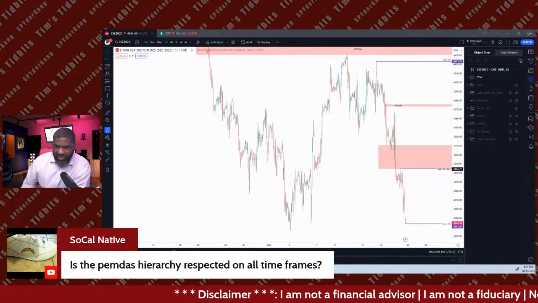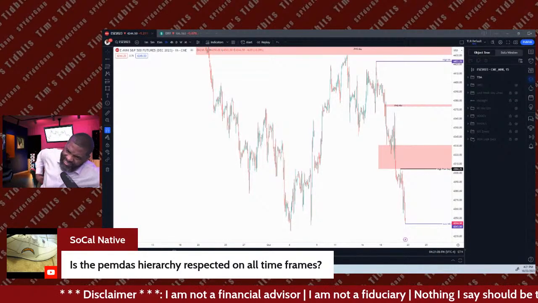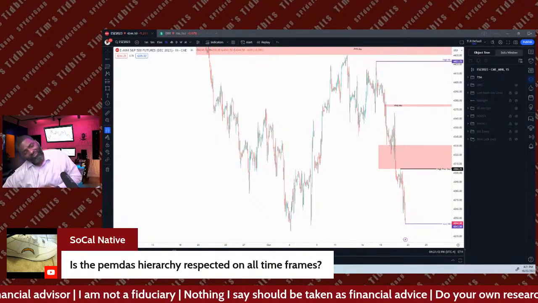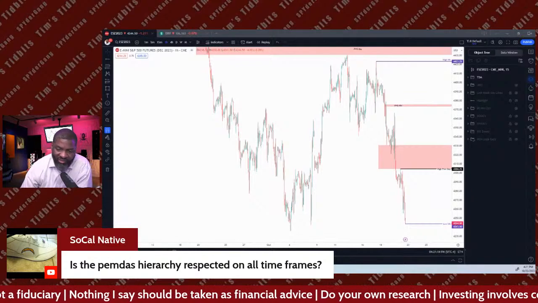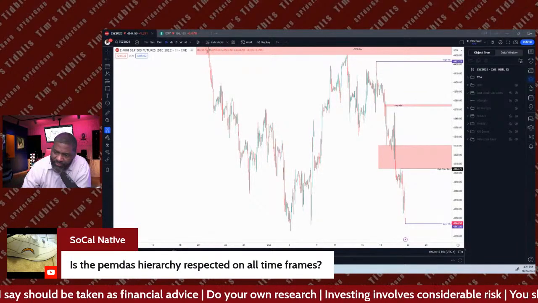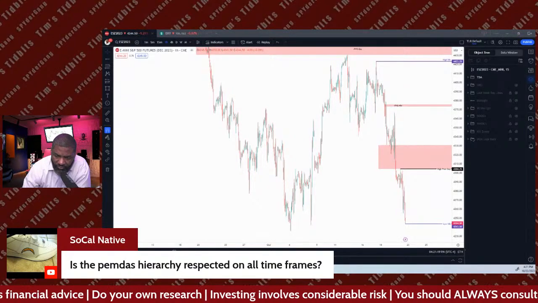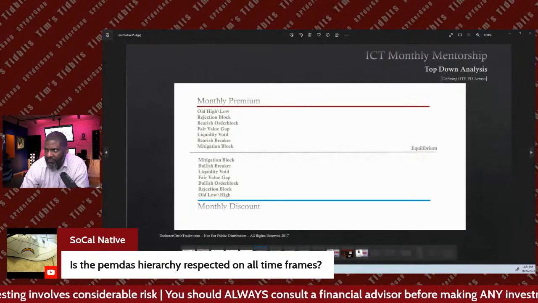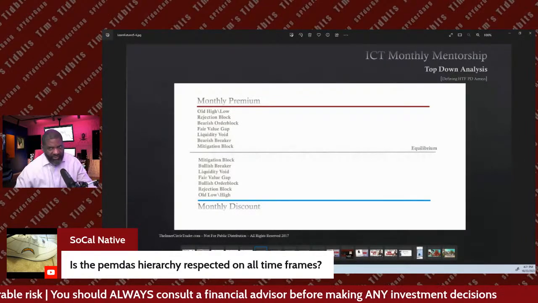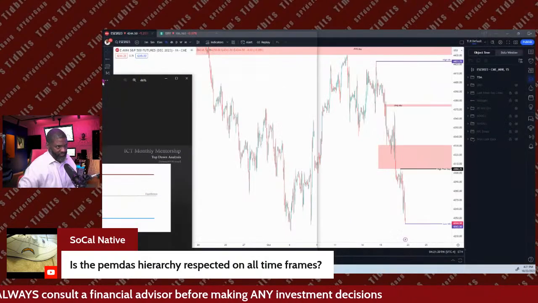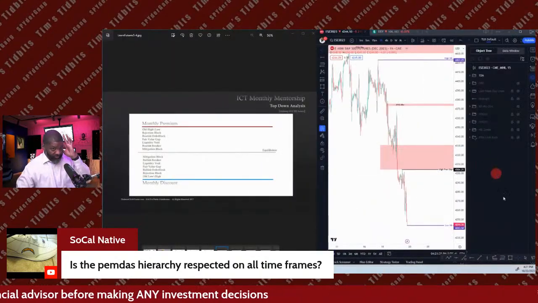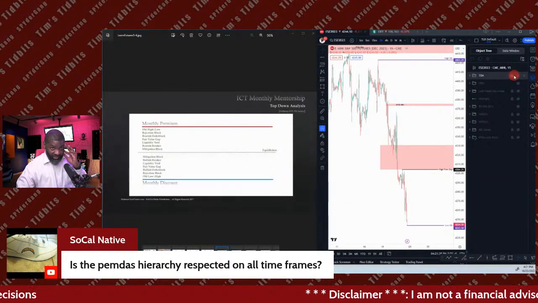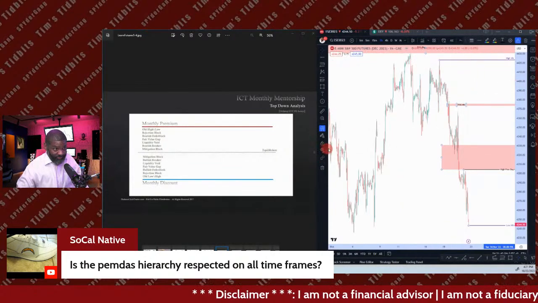Is the PIMDAS hiker respected on all? Yes. Everything about the PIMDAS chart is respected on all time frames. Now, the way you just like anything with ICT concepts, everything is all about the bias and the draw. Right? Everything about the ICT concepts, it all comes down to the bias and the draw.